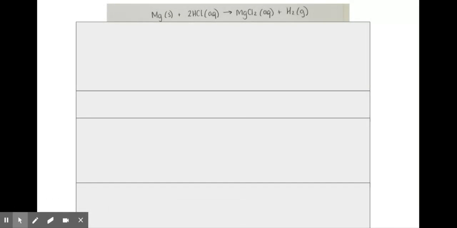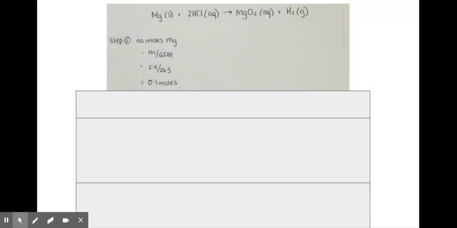Second example then is magnesium. This time we have magnesium and hydrochloric acid to give magnesium chloride and hydrogen gas. Which of the reactants is in excess? Again, step 1, we always calculate the number of moles of our left reactant. In this case is magnesium. We are given a mass of magnesium of 2.4 grams in the question. The GFM is 24.5, which gives us 0.1 moles.